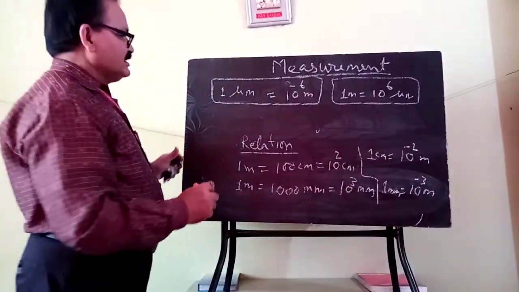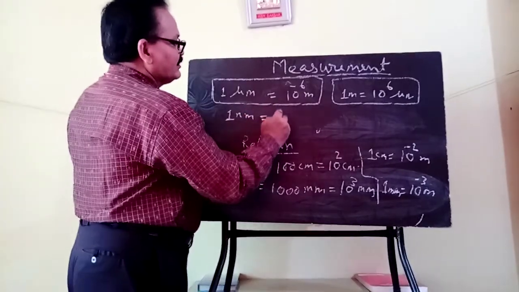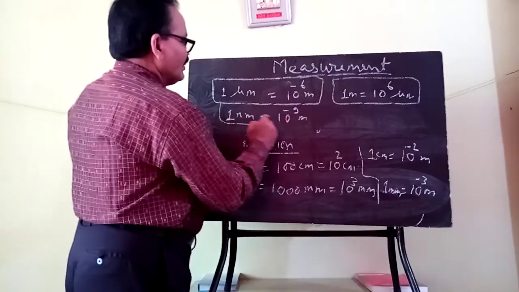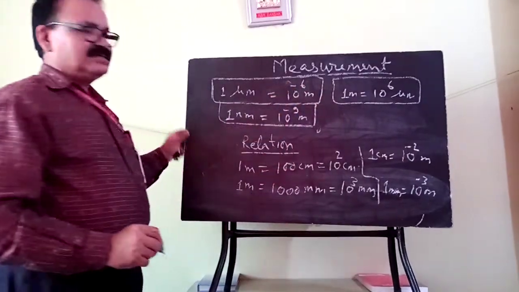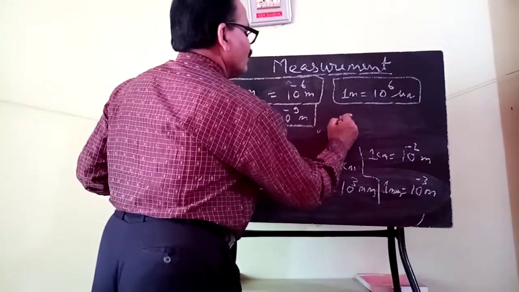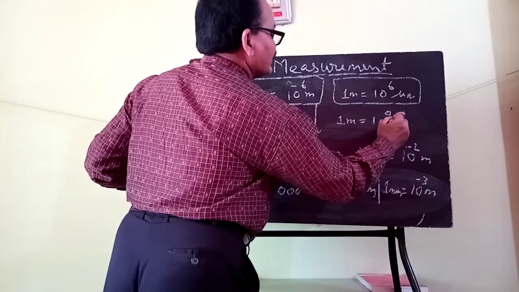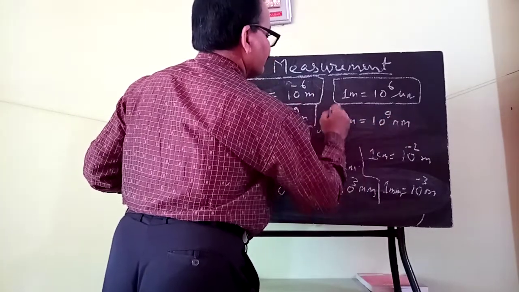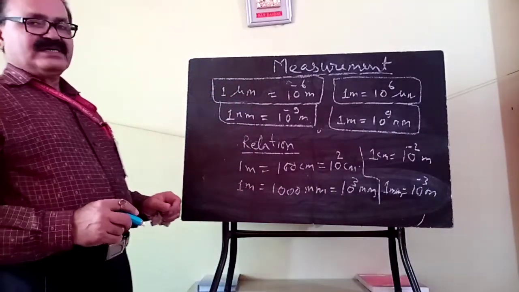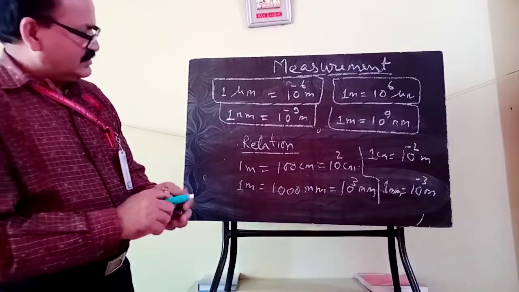Similarly, 1 nanometer is 10 to the power minus 9 meter. So 1 meter can be expressed as 10 to the power 9 nanometer. Okay, it is clear.